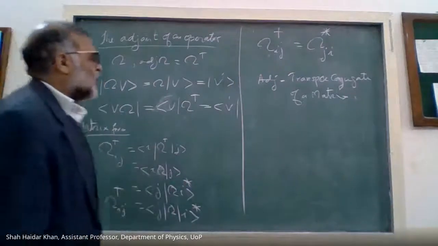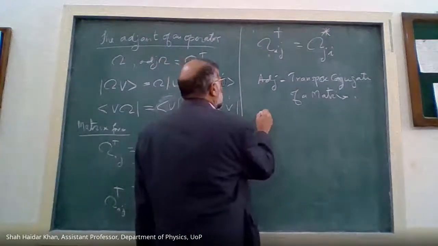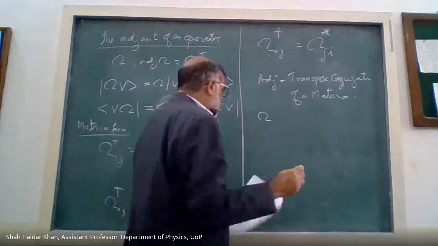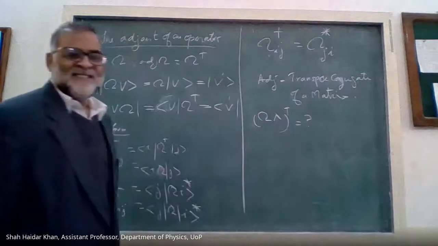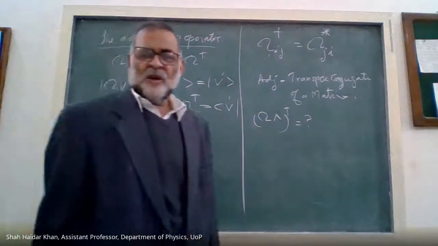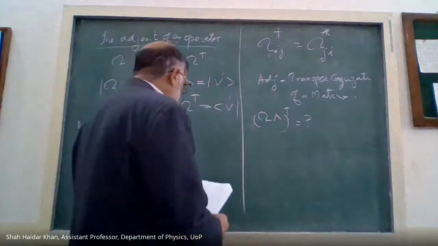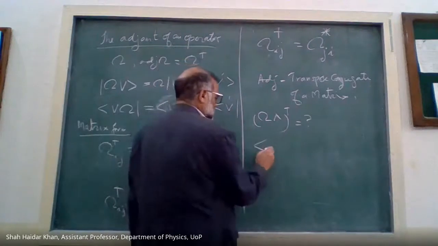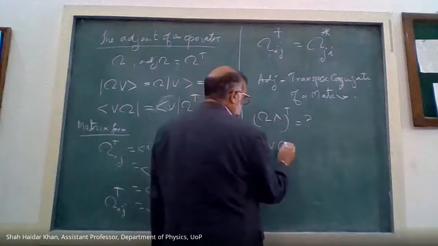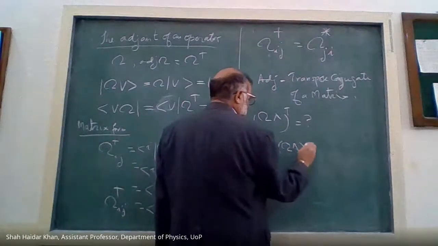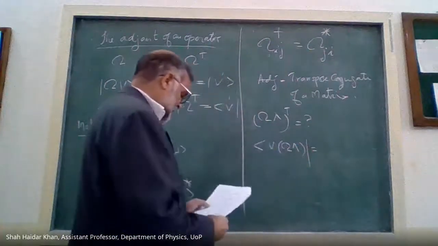Right? What is the adjoint of a product of two operators? Right? We have omega and lambda. What is the adjoint of the product of two operators or two matrices? Right? So we know that if we have some vector V and a product acts on it, this will be equal to, right?